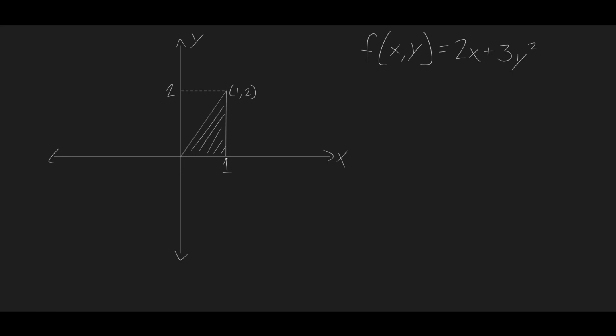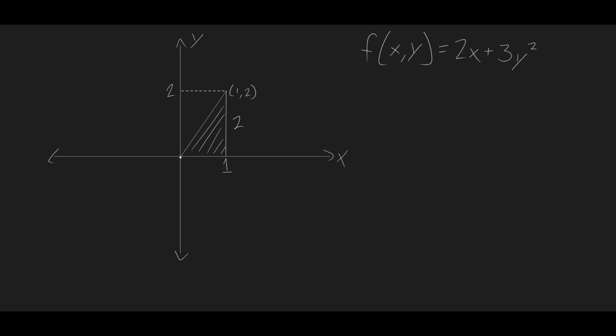So if we have a surface f of x comma y, which equals 2x plus 3y squared, and we want to take the double integral for this region, this rectangle, which has the side length along the x-axis is 1 and this side is 2. We want to find the double integral for this region. So we need to first define our bounds.